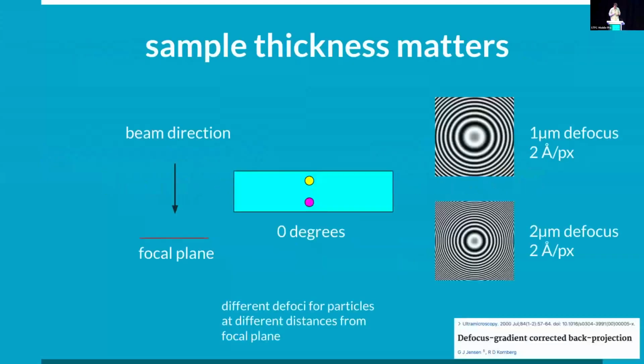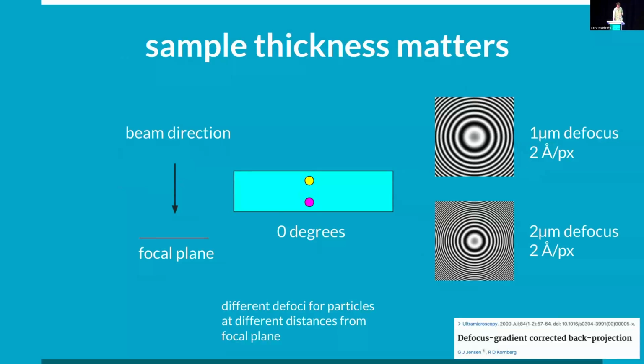So CTF, in case people aren't familiar with the specific considerations in tomography, is this aberration we have from the microscope. As you increase your distance from the focal plane, your defocus, your CTF will oscillate more quickly as you go to higher spatial frequency. And when you have a sample with appreciable thickness, the difference in defocus between the top and the bottom of your sample is enough that you need to start accounting for this.